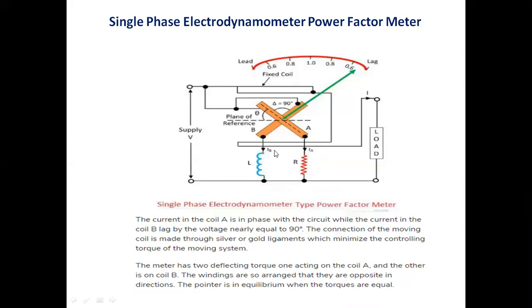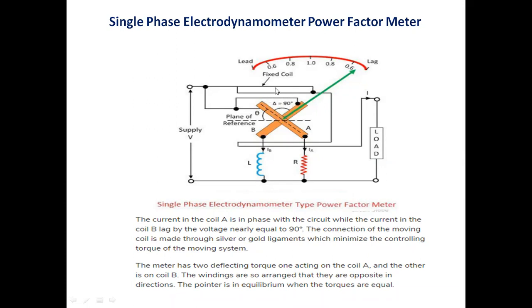Current through coil A is in phase with respect to the circuit voltage, while current through coil B lags with respect to the voltage at an angle theta. Here, the phase displacement between coil A and coil B is represented with respect to 90 degrees.